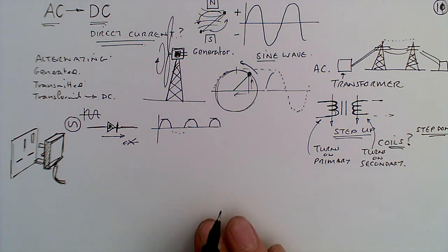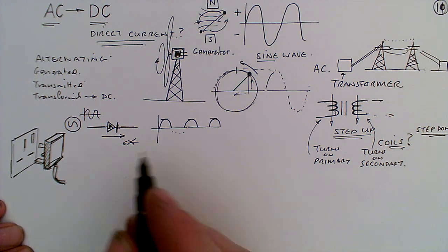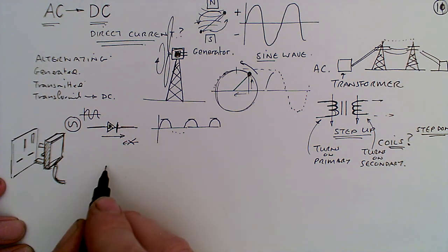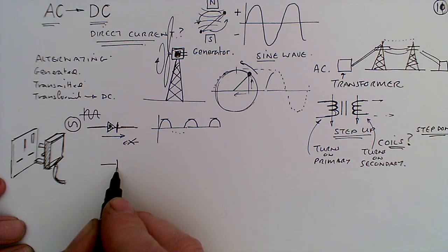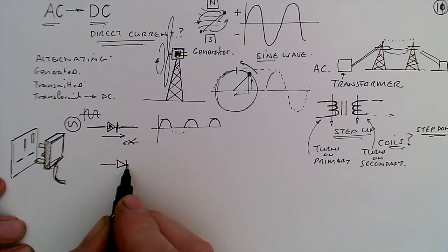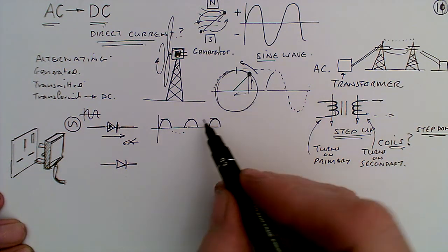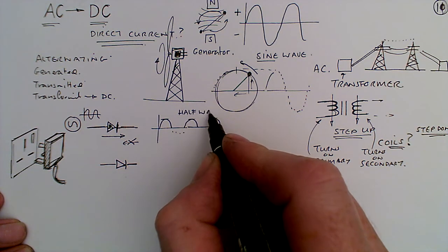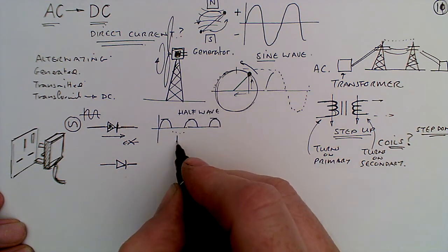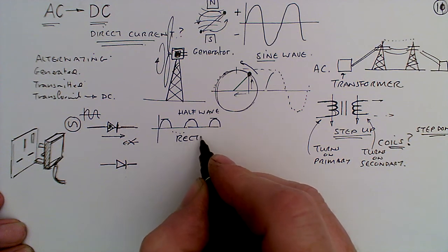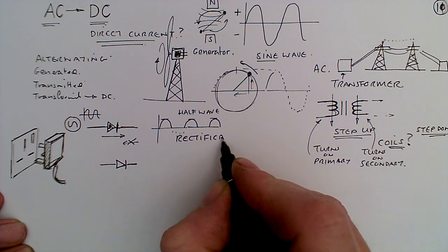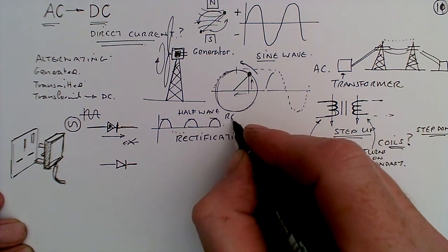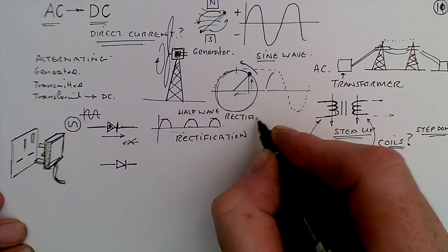But there is an arrangement, and these are worth learning because they do come up in examinations, where we can use two diodes. This is what we call half wave, because you've got half the wave, and we call it rectification. So this is a half wave rectifier.